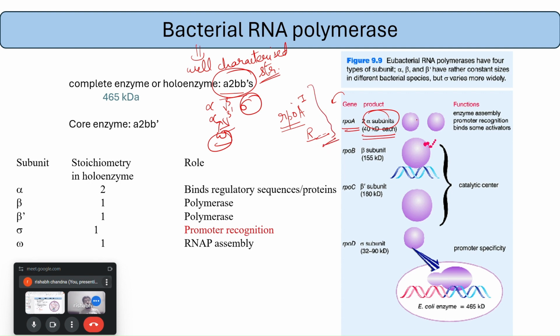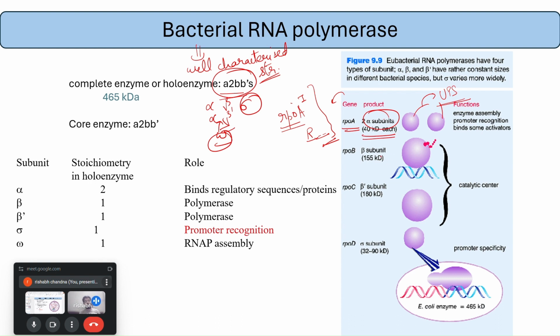And then this alpha subunit has two roles. It is involved in enzyme assembly and promoter recognition. Okay, so it helps in enzyme assembly, and this alpha subunit is also involved in the recognition of the upstream promoter sequences.